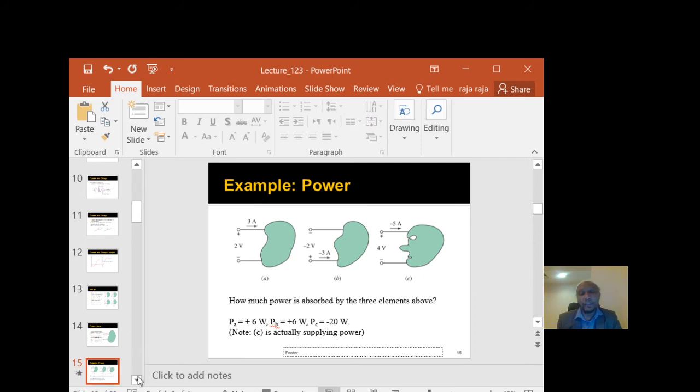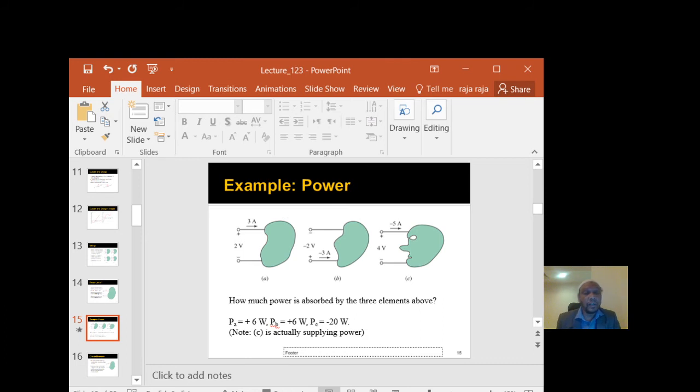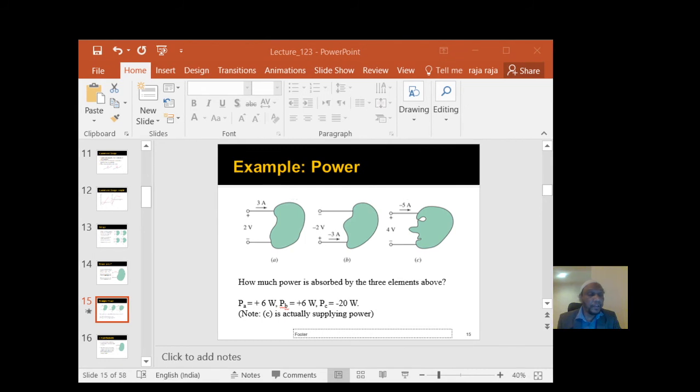The next one is an example of power. In these figures A, B and C, you see in figure A the current value given is 3 ampere and the voltage is 2 volt. Figure B is minus 2 volt and minus 3 ampere, but the direction is different. And the last figure C is 4 volt and minus 5 ampere.